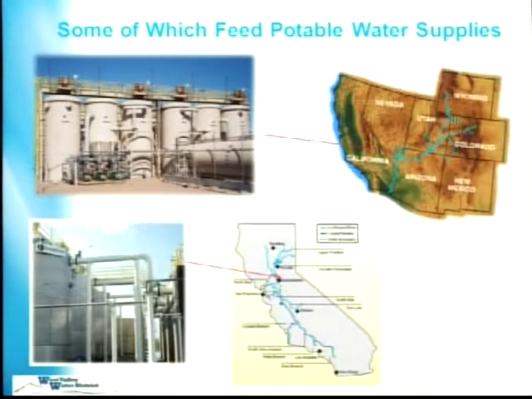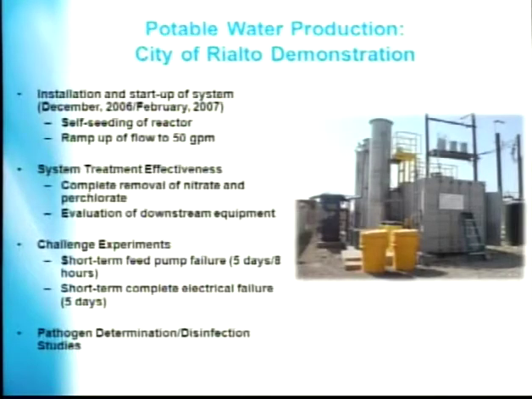As I mentioned a second ago, the facility in Henderson feeds the Colorado River, and the facility in Northern California feeds the American River. So again, these are sources of water that are being used for potable supply.